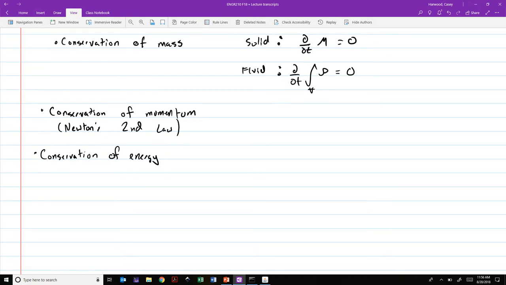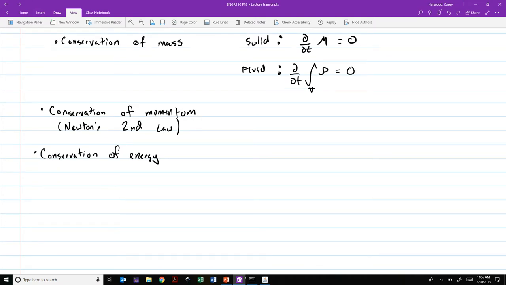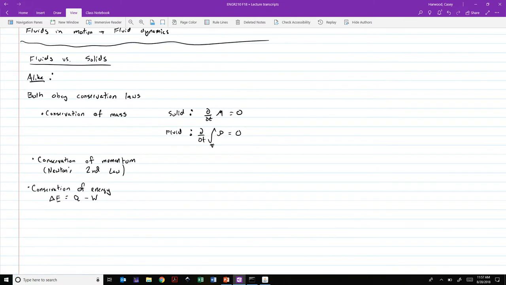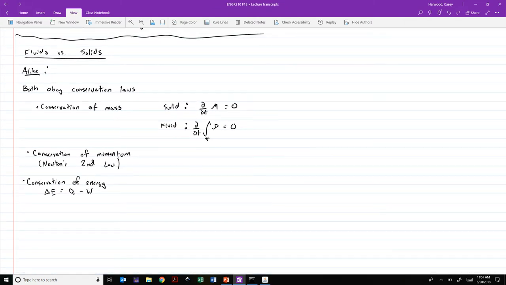The idea being that the change in energy in a system is equal to the heat transfer into the system minus the work out of the system. Okay, we're going to get more into the fluids version of this in chapter 4 when we deal with control volume analysis. Okay, so we've got that fluids and solids are alike in that they both obey conservation laws. So this is characteristic number one.